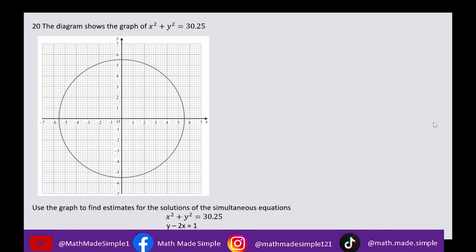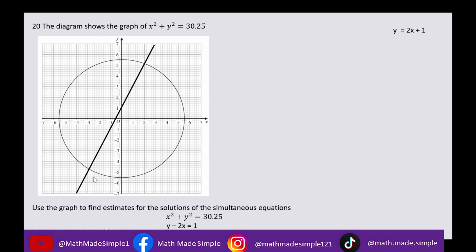So I've already got the graph for x squared plus y squared equals 30.25. I need to draw the equation of the line for y equals minus 2x plus 1, but I need it to be in the form y equals mx plus c, which would be y equals 2x plus 1.